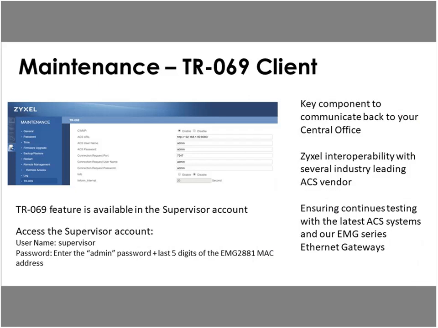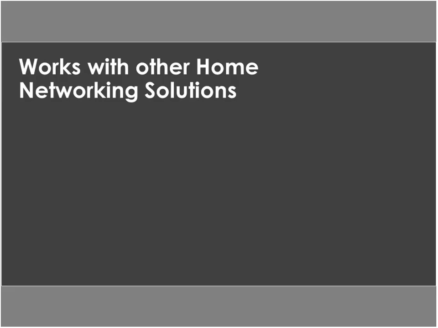So when you log into the supervisor account, then you'll have the option to get into the TR69 and apply your credentials and information for your auto configuration server. There is a supervisor account that you have to log into, and it's the supervisor account plus the admin password with the addition of the last five digits of the EMG2881's MAC address. Once that is applied, then you'll get into the account of the supervisor, and you'll see the hidden tab of the TR69.